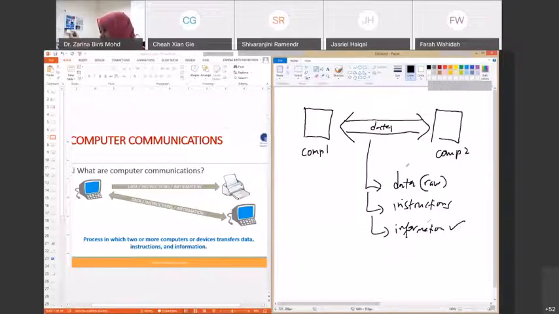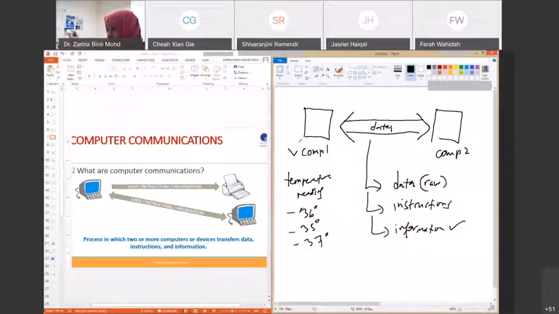For example, let's say we send a temperature reading from computer 1, which can be 36 degrees, or 35 degrees, or 37 degrees. These are temperature readings coming from computer 1, sent to computer 2. This kind of reading, independent and raw, we call data.